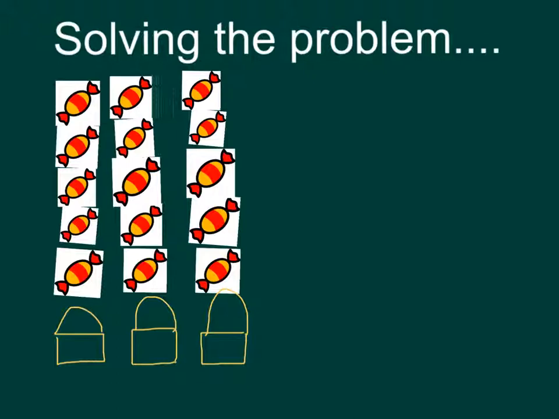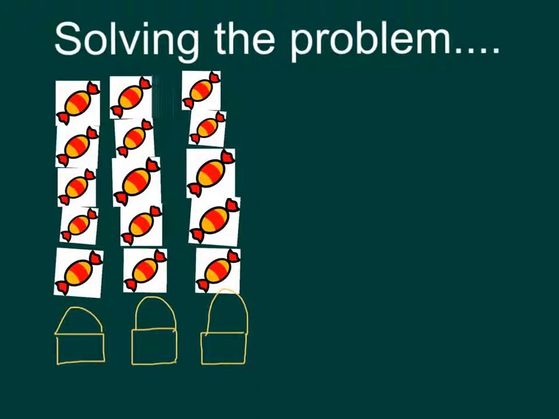So person 1 gets 5. How many does person 2 get? 1, 2, 3, 4, 5. Person 3, 1, 2, 3, 4, 5. So, do they each get the same amount of lollies? Absolutely, they all get 5, don't they?